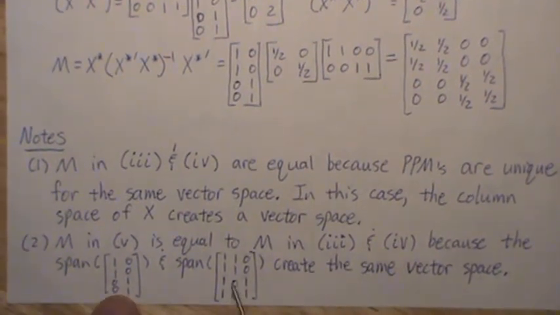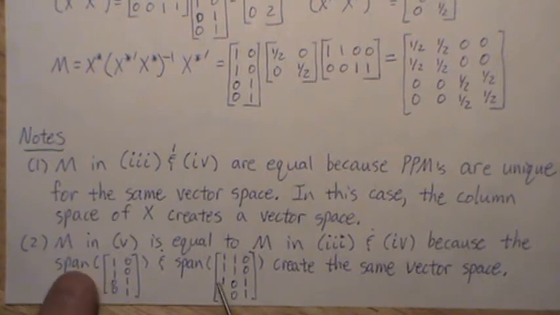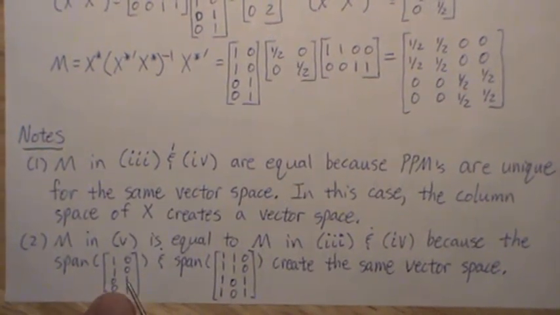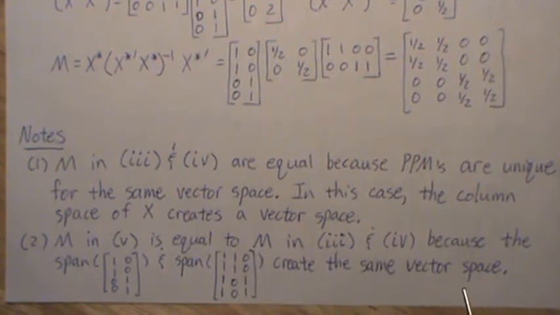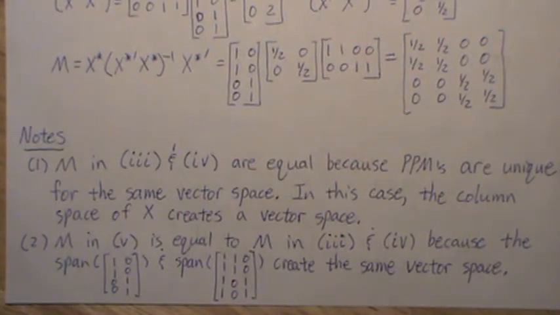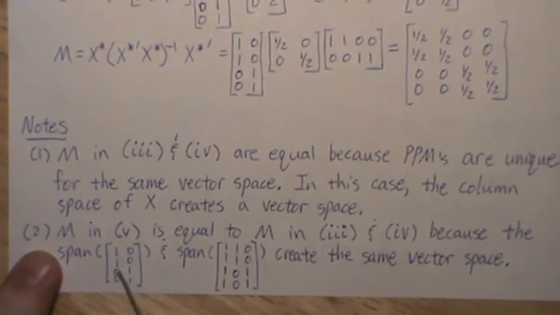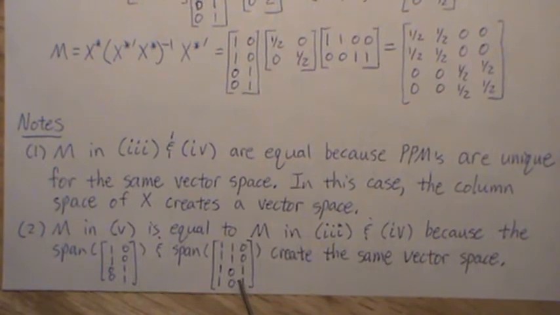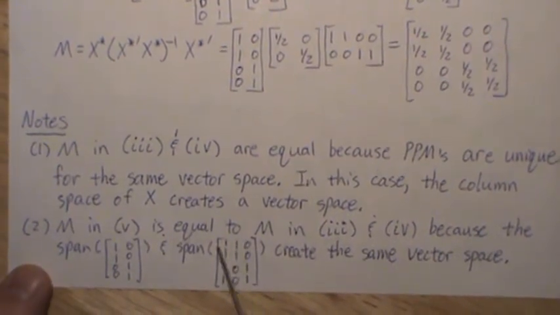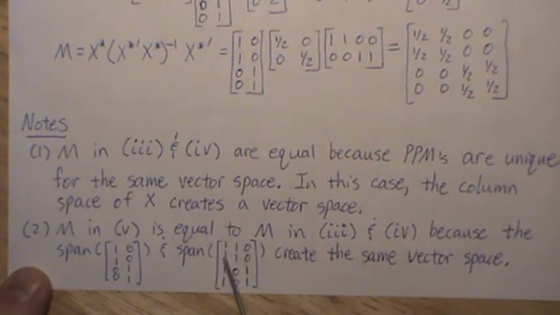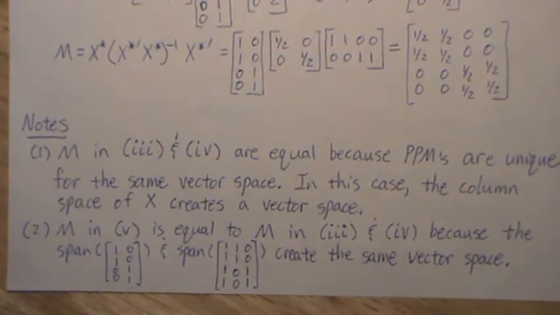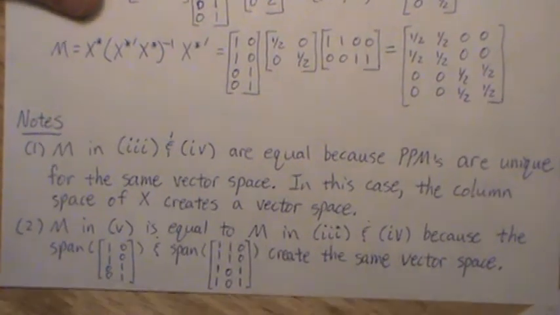So the span of these two vectors is equal to the span of these three vectors. They create the same vector space. So the perpendicular projection matrix onto these two columns is 100% the same perpendicular projection matrix if we span these three columns, because this one is a dependent vector. So they're the same vector space. So they have to have the same perpendicular projection matrix because perpendicular projection matrices are unique. All right, so one more.